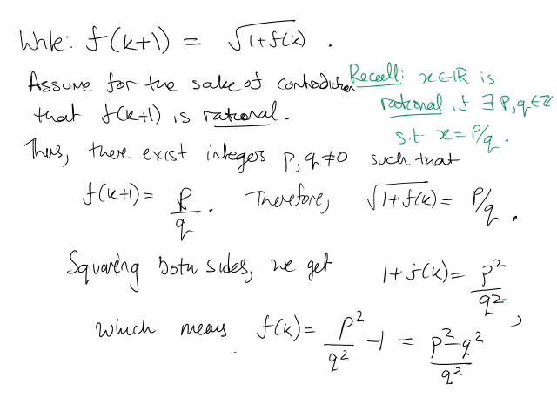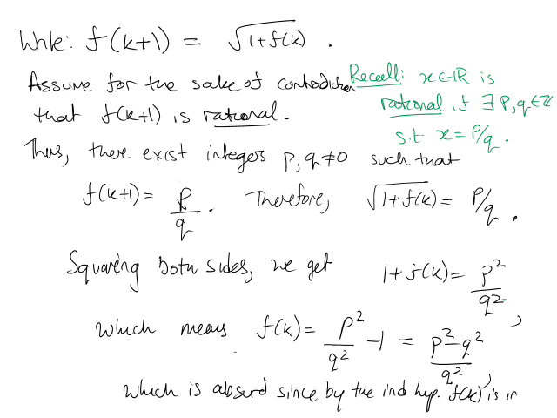Well, p is an integer, q is an integer. So p squared minus q squared is an integer, and q squared is an integer, which is absurd since by the inductive hypothesis, f of k is irrational.